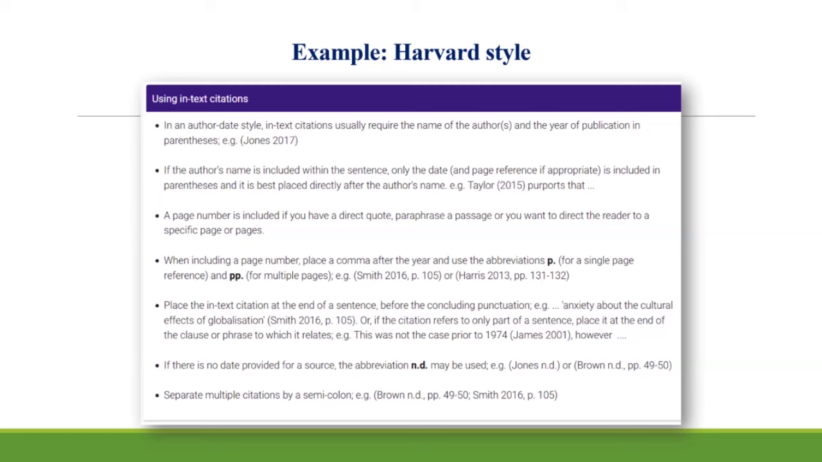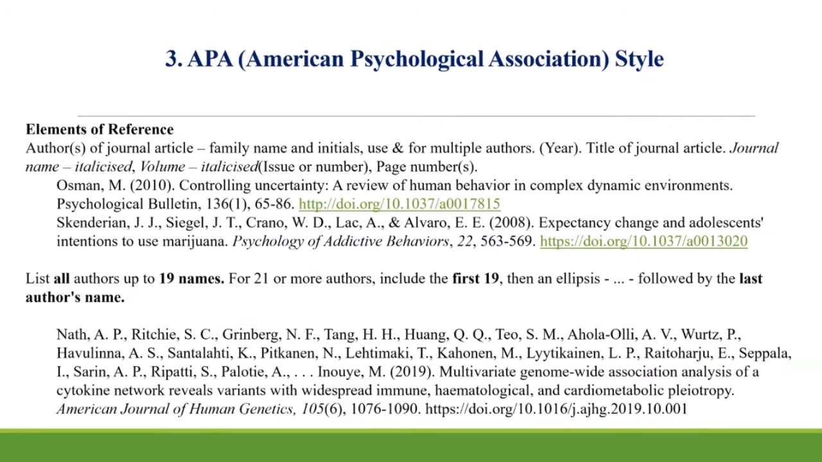And multiple citations in text can be separated like this. Brown n.d. pp. 49-50, Smith 2016, p. 105. Right? So you should have an idea of this. APA style, elements of resource, authors of journal article. You can go through this. For example, list all authors up to 19 names. For 21 or more, include the first 19 and then an ellipsis followed by the last author's name. Now, I personally have not seen 19 names on anything, but that's a lot of authors, right?